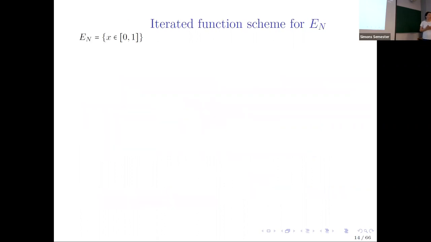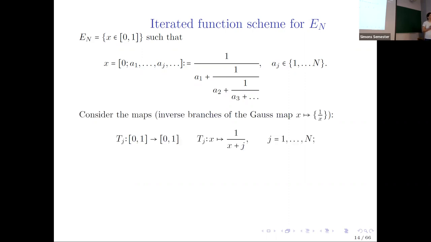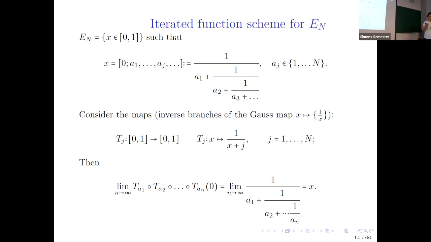Since our set is a set of continued fractions, the maps are already given to us by God. So these are infinite sequences. These are numbers which can be written as an infinite continued fraction with partial quotients chosen from the set from 1 to n, which means that we can just take inverse branches of the Gauss map. And the limit set of this iterated function system will be exactly what we want. So we are in business, nice and easy.